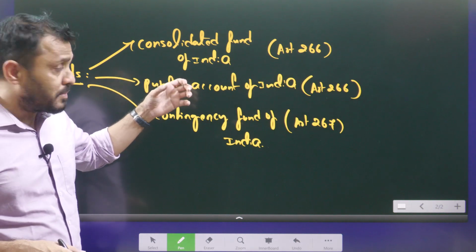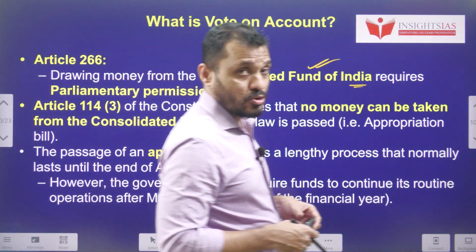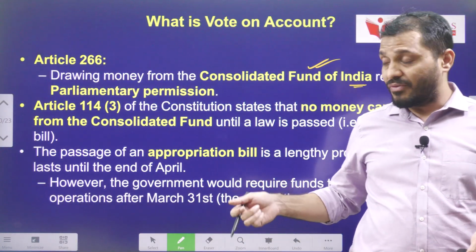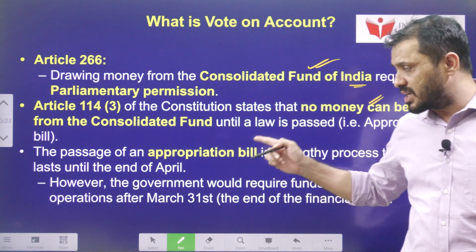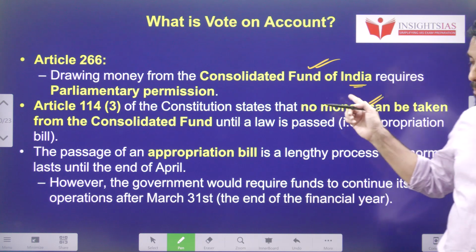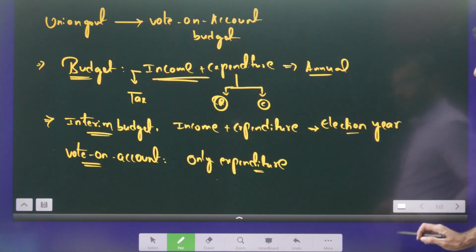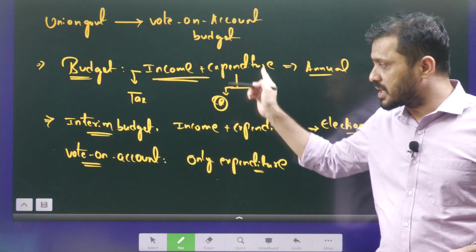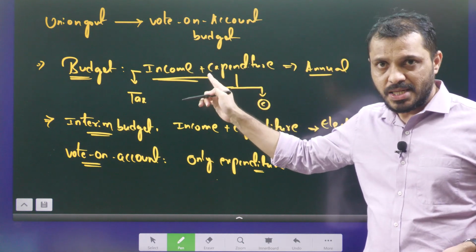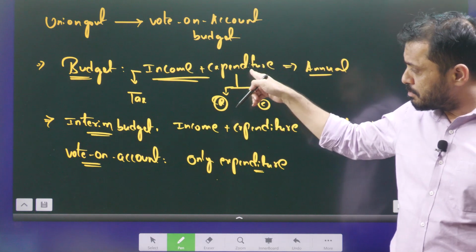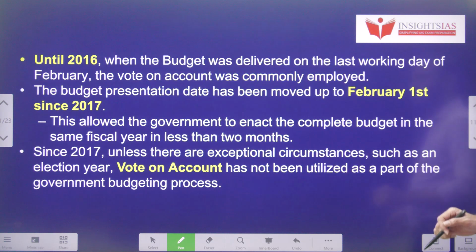Budget is all about withdrawing money from the Consolidated Fund of India. That is what Article 266 speaks about. And Article 114 Clause 3 says that no money can be withdrawn from the Consolidated Fund of India without passing an appropriation bill. As I mentioned earlier, the budget consists of two components, the income part and the expenditure part. The expenditure part is also known as the appropriation bill and the income part is also known as the finance bill. Generally, the appropriation bill is passed first by Parliament, then the income bill will be passed in the form of the financial statement.